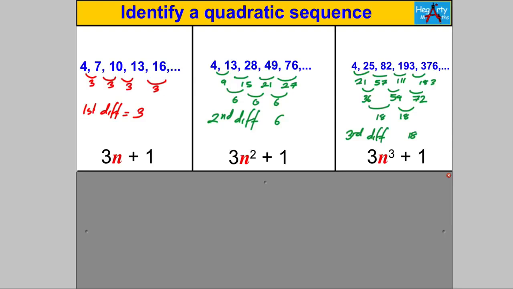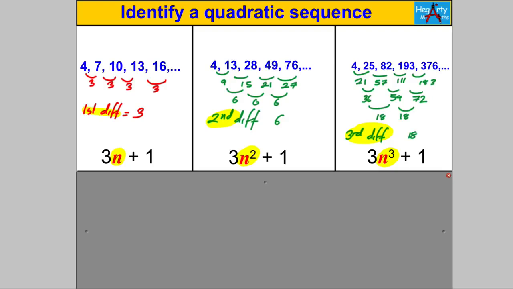Well, when the first difference was the same, we had n to the power of 1 for the nth term. When the second difference was common, I had an n squared, a quadratic sequence, and when the third difference was common, I had a cubic sequence. And that always tends to be our rule.